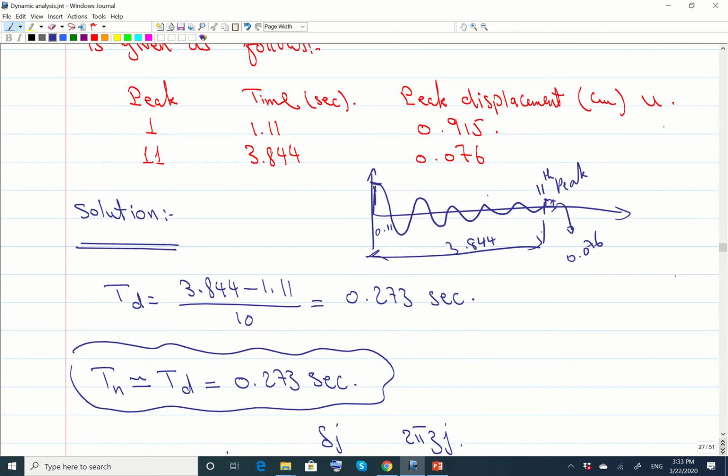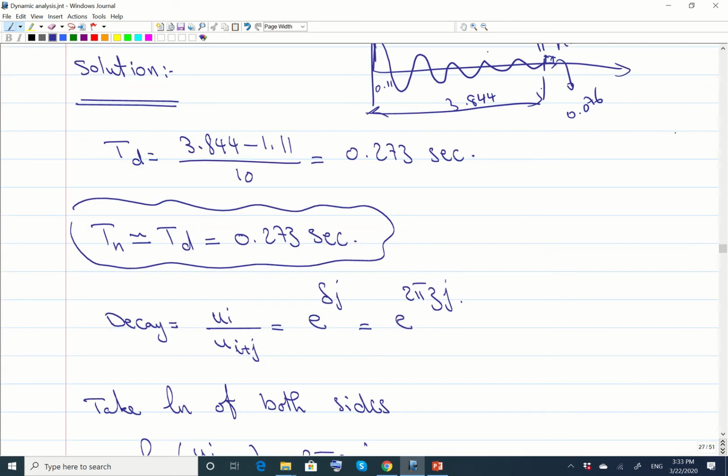How can we do this? Moving from the first to the 11th peak, we have 10 cycles in between. So the time in between is the 11th happened at 3.844, the first happened at 1.11 second. So the difference in time divided by 10 cycles, one cycle takes 0.273 seconds. The time it takes to do one vibration is the period of the vibration, and this is the damped period.